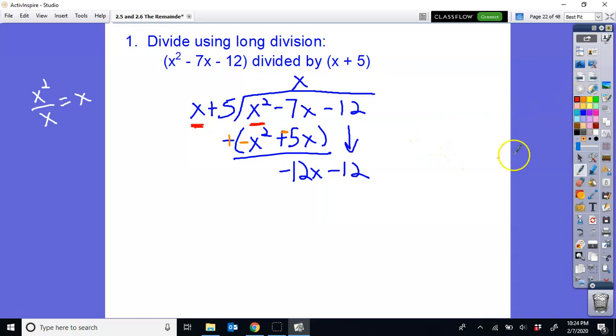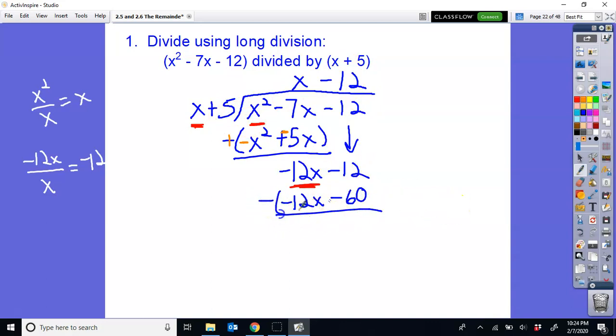With long division, basically you just repeat the same process again. You take the first one on the inside divided by the first one on the outside. Meaning you take the negative 12x, that's the first one on the inside here, divided by x, the first one on the outside, just like you did before. So that gives me negative 12 when you cancel out the x's. Negative 12 is going to be the next term in our answer. Again, you multiply. Negative 12 times x is negative 12x. Negative 12 times 5 is negative 60.